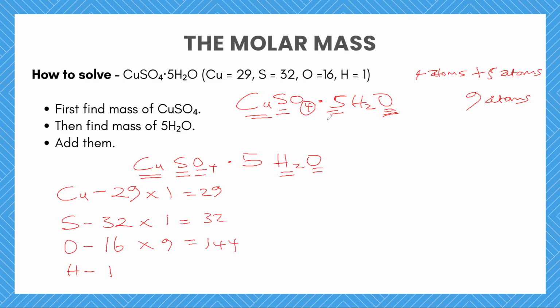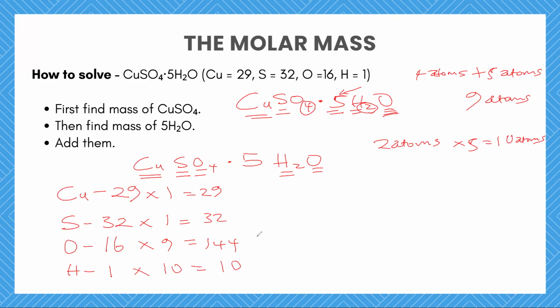And then finally, we have hydrogen. How many atoms of hydrogen do we have present? You can see hydrogen over here having a subscript of 2. So we have 2 atoms multiplied by the coefficient, which is 5. That gives us 10 atoms of hydrogen present. So we have 1 times 10, which gives us 10.